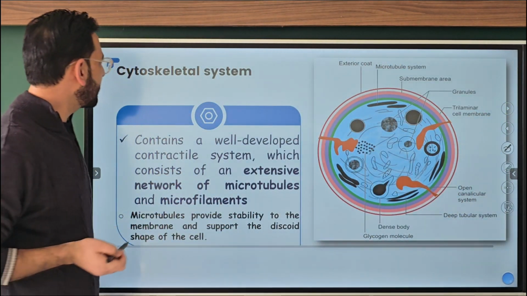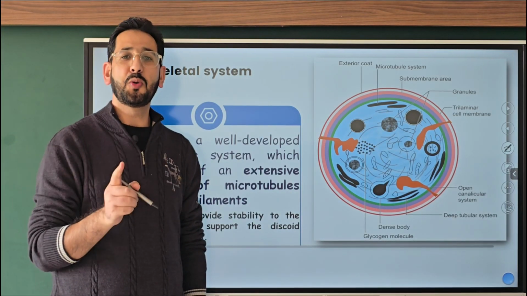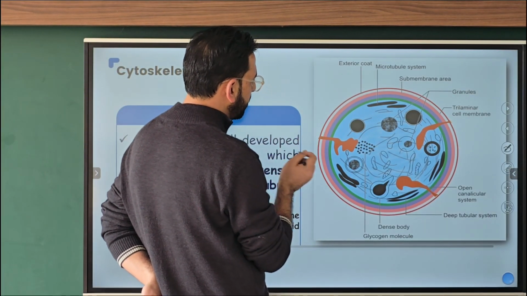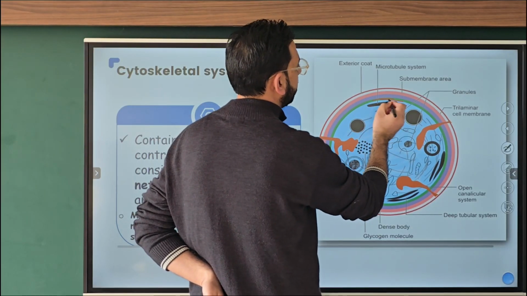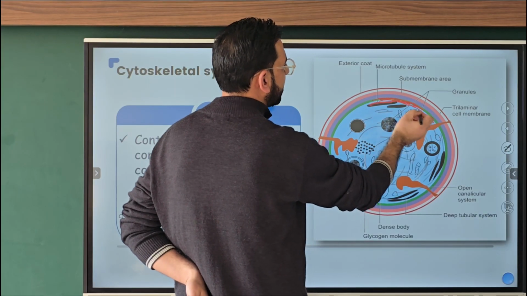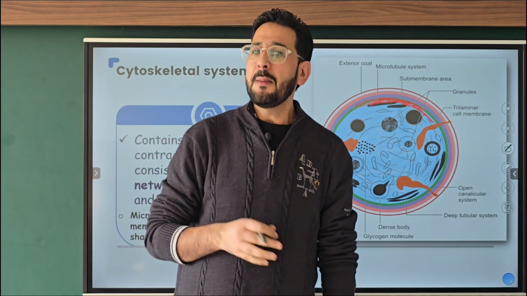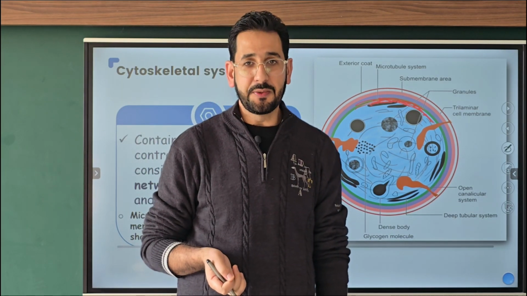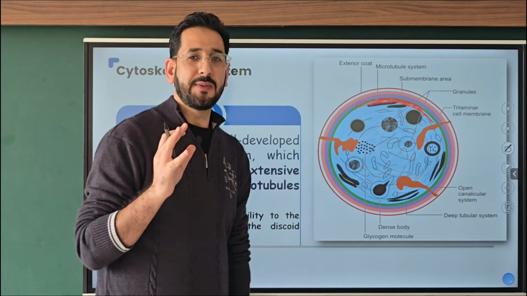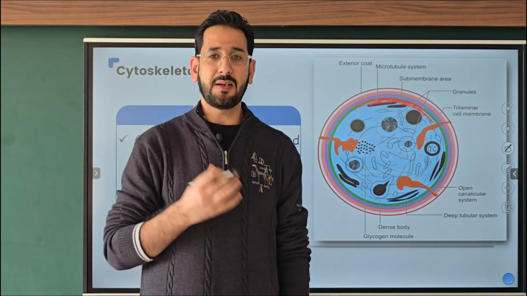Now, the next thing is the cytoskeletal system. In the cytoskeletal system, what did I tell you? We have the microtubules and microfilaments. Now, look here. We have the microtubules here, and these microtubules help in maintaining the shape of the platelets. Platelets are not spherical, they are disc shaped, and to maintain that disc shape there is an important role of the cytoskeleton, that is the microtubules. It provides structural integrity to the platelets.